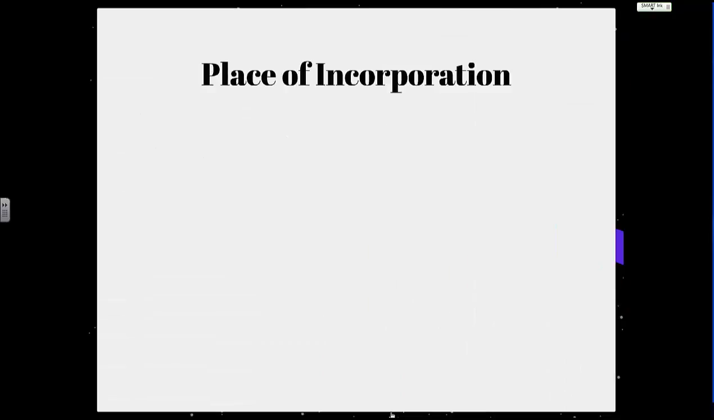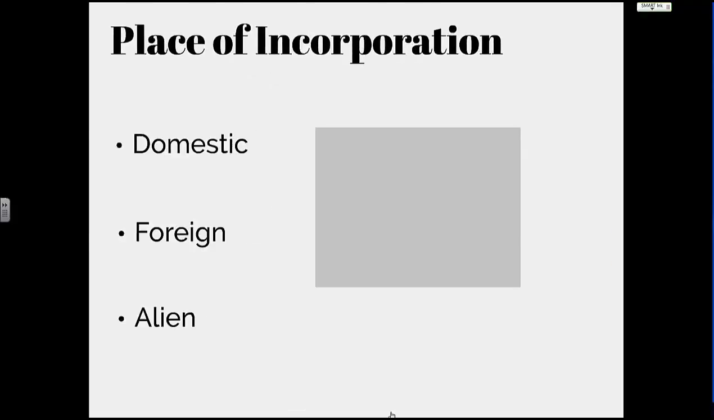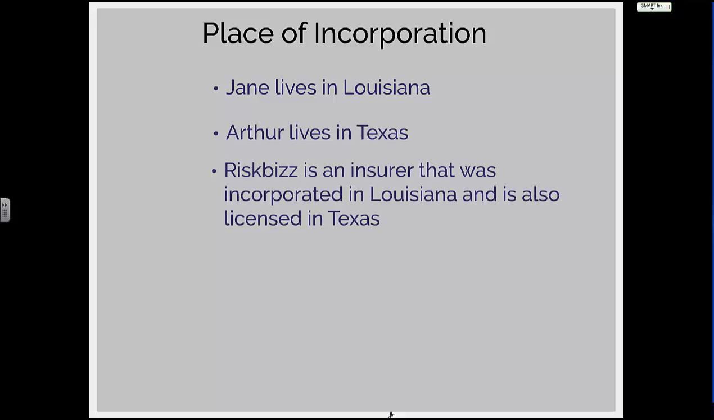Now let's look at the place of incorporation as one of the ways insurance companies are organized. An insurance company can be domestic, foreign, or alien. Let's look at an example to distinguish between these places of incorporation and what they mean. Let's assume that Jane lives in Louisiana and Arthur lives in Texas. A company called RiskBiz is an insurer that was incorporated in Louisiana and is also licensed in the state of Texas. In other words, when it set up operations, it did so in Louisiana and obtained all of its licensing through the state of Louisiana Department of Insurance. But then it also obtained a license to write business in Texas.